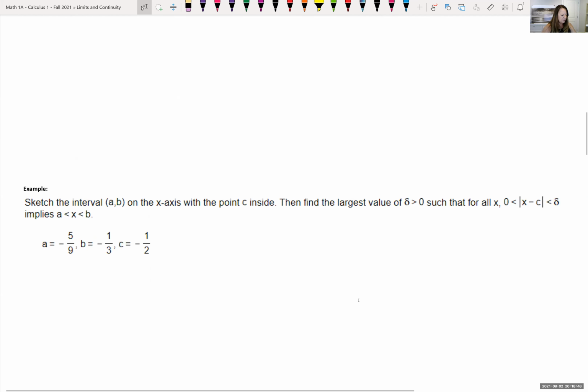The first example tells us to sketch the interval AB on the x-axis with the point c inside, and then find the largest value of delta greater than 0 such that 0 is less than the absolute value of x minus c, which is less than delta, implies that a is less than x, which is less than b. We're given that a is -5/9, b is -1/3, and c is -1/2.